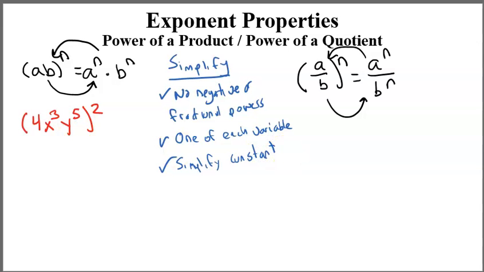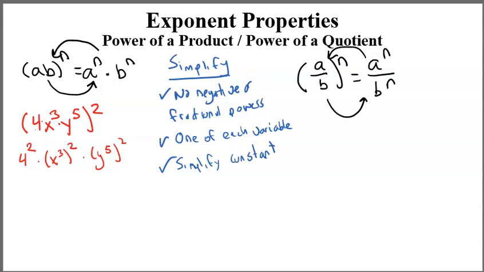So what I have is this expression being squared. But this expression is a product of three things. Using this property, I'm going to raise each factor to the second power. So I'm going to take 4 and square it, times x cubed squared, times y to the fifth squared. Okay. Now this leads us to another property.